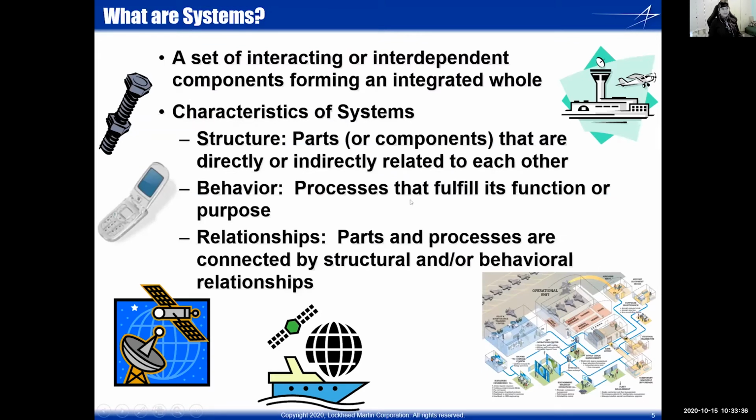So the systems, they are interacting or independent components that form an integrated whole, and all systems have a structure made up of parts, behavior where they provide a desired function for their users, and relationships that talk about the interfaces across the parts and the external environment. And these relationships could be data that has to get transmitted, it could be power, it could be electrical signals, it can be physical structural supports that you have to have.